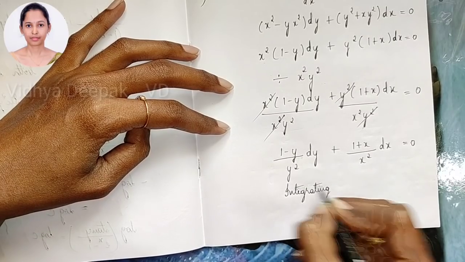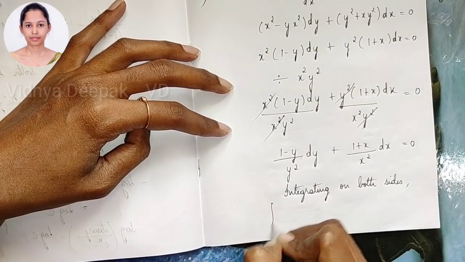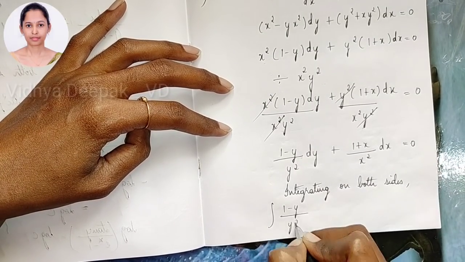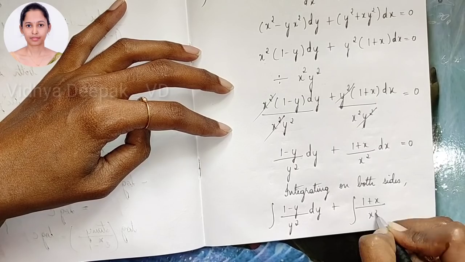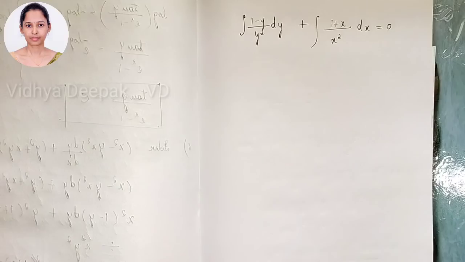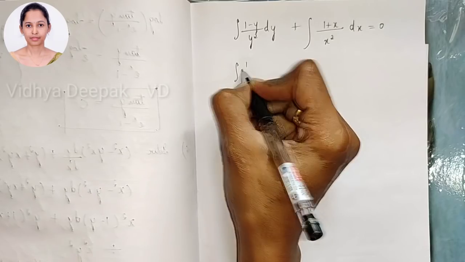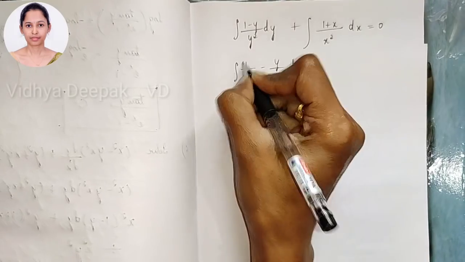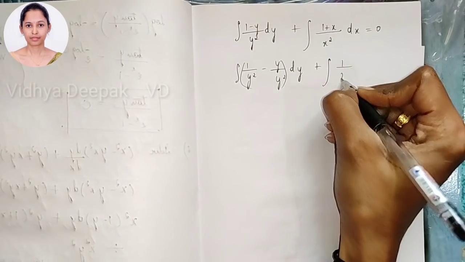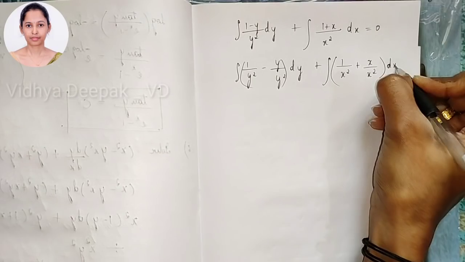Integrating on both sides, what do we get? Integral of (1 minus y) by y square dy plus integral of (1 plus x) divided by x square dx is equal to 0. So on integration, we can now split the denominator. So we can write this as 1 by y square minus y by y square dy plus 1 by x square plus x by x square into dx is equal to 0.